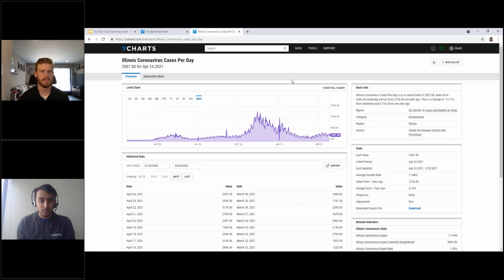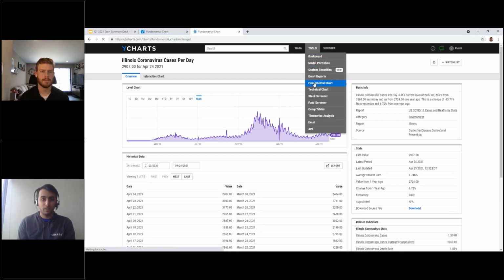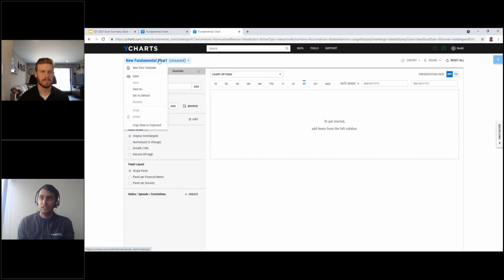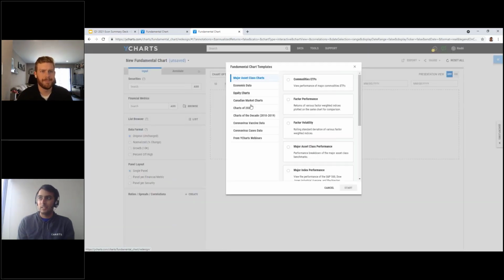However, we also added some templates like we talked about earlier in the time series. So if I'm in fundamental charts and I click on new fundamental chart here in the top left, you'll see that new from template is right here as well. So I'll click there and you'll see these different categories that we have. We've had some notable webinars and we have those charts in here that you can access. You can access just overall asset class economic data charts. But down here at the bottom, we have vaccine and case data.